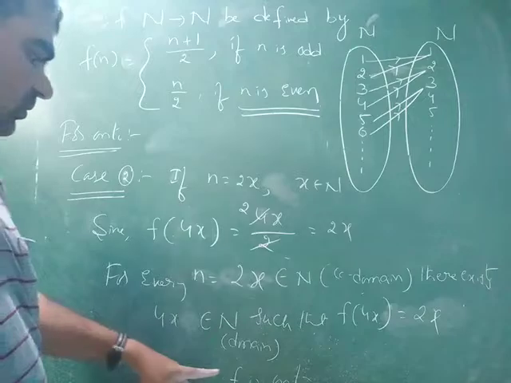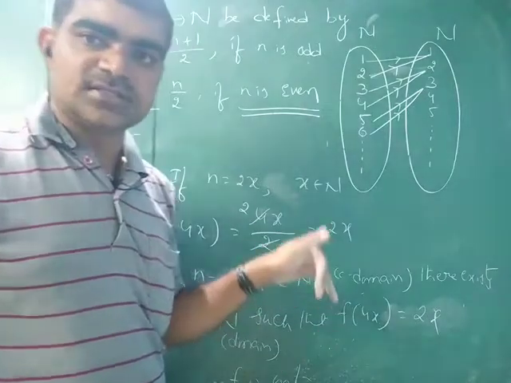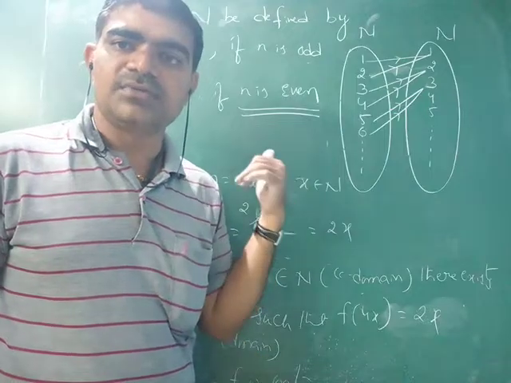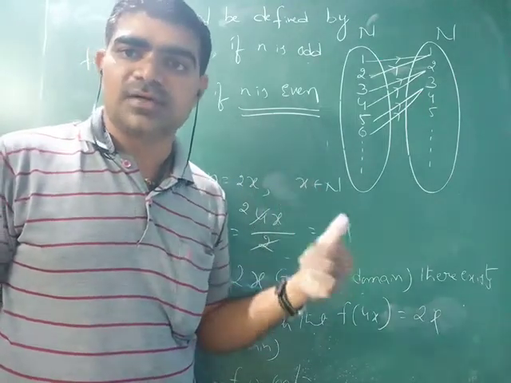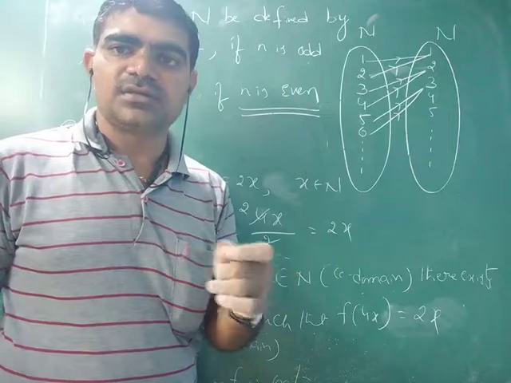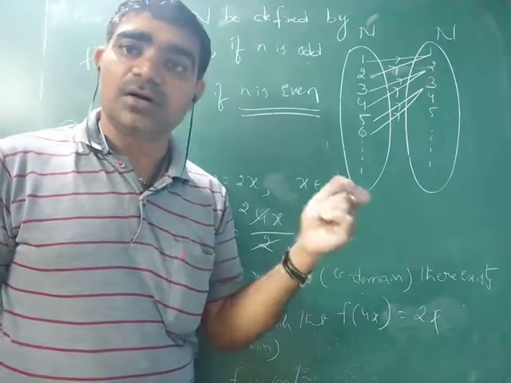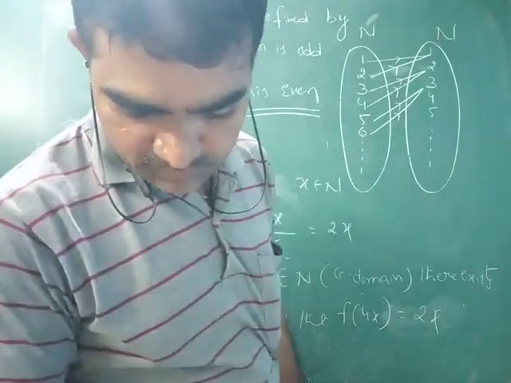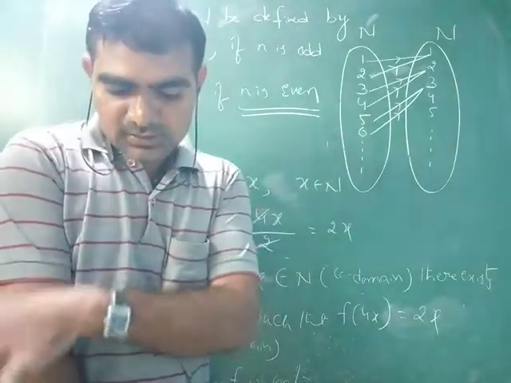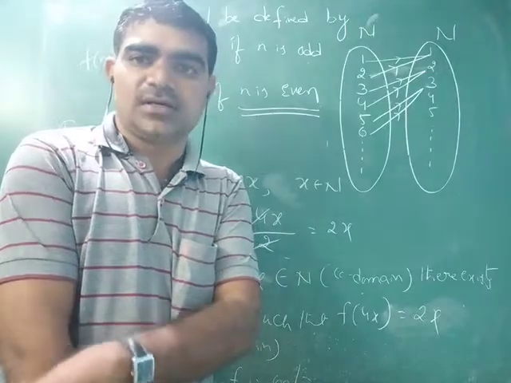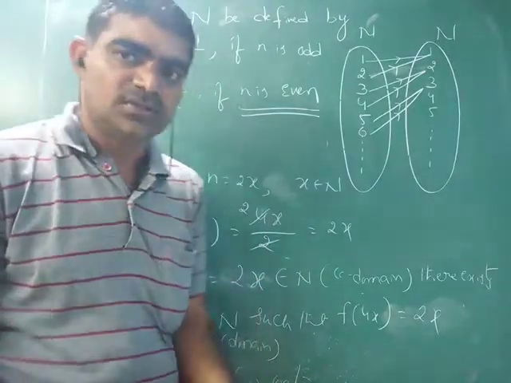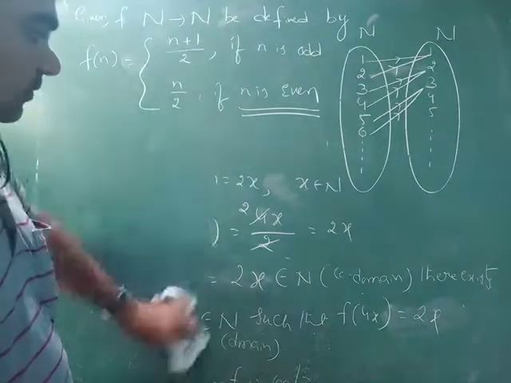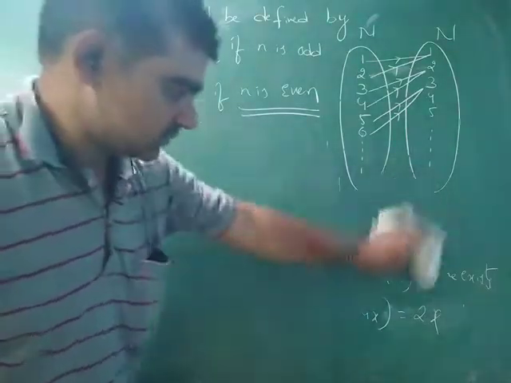So in both cases, the even case and the odd case, f is onto. But f is not 1-1. Hence you write f is not 1-1 but onto. Hence f is not bijective. F is not bijective because they asked you to check whether it is bijective or not. That's why it is not bijective. It is only onto but not 1-1.